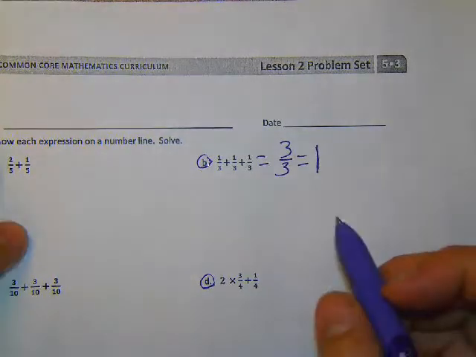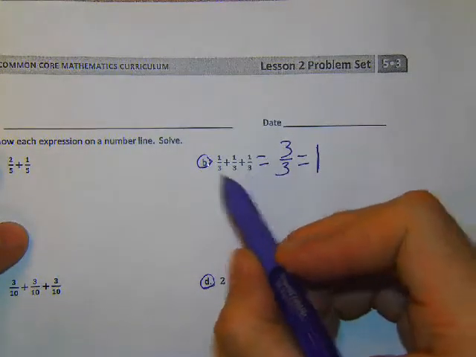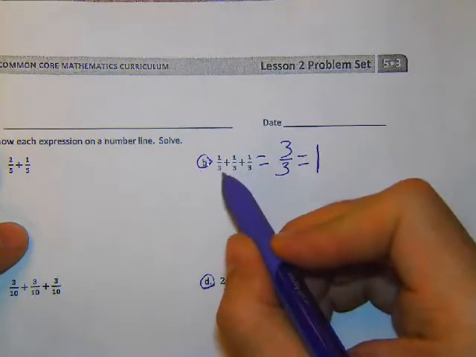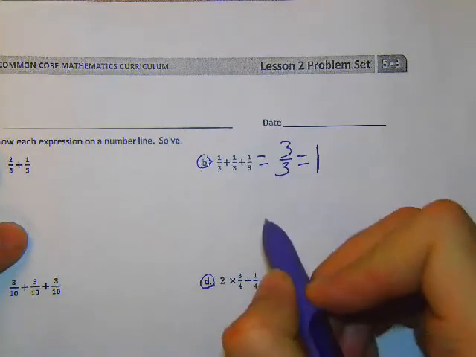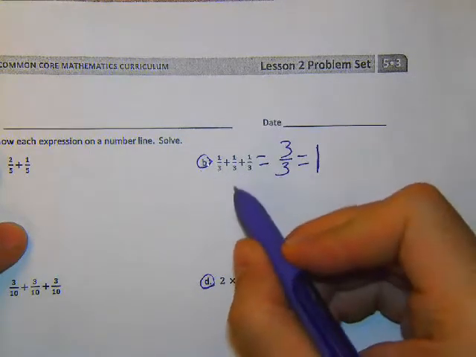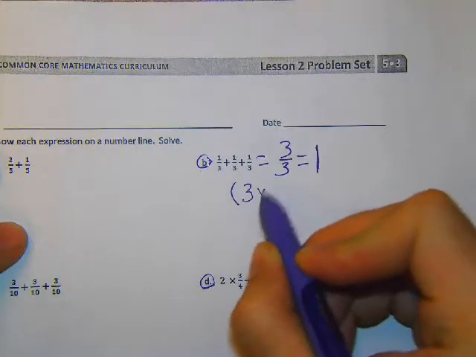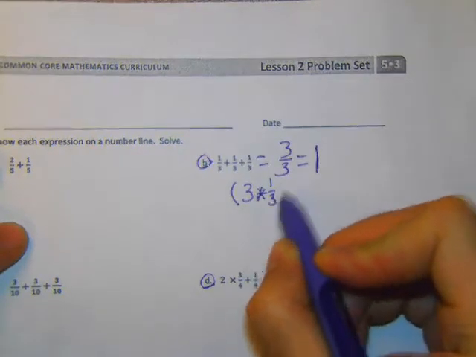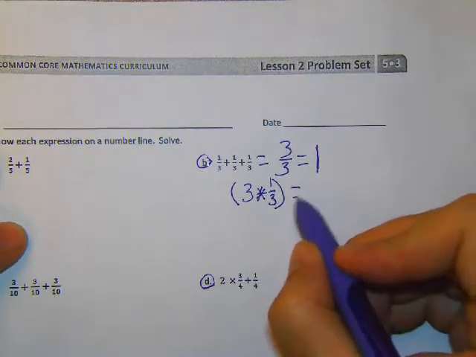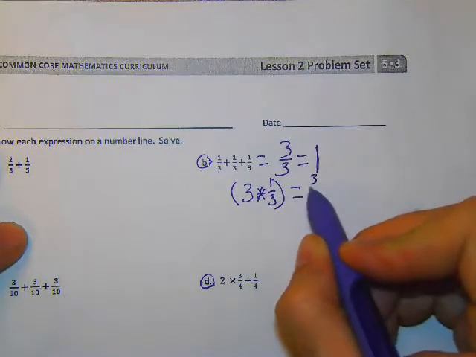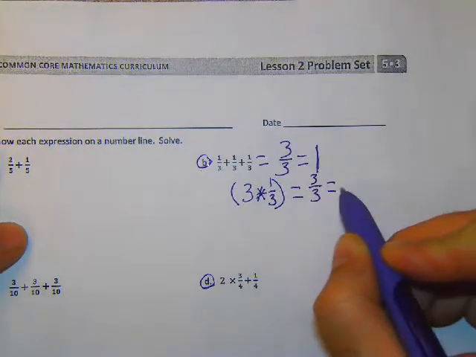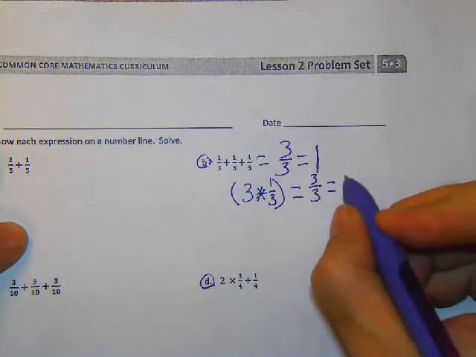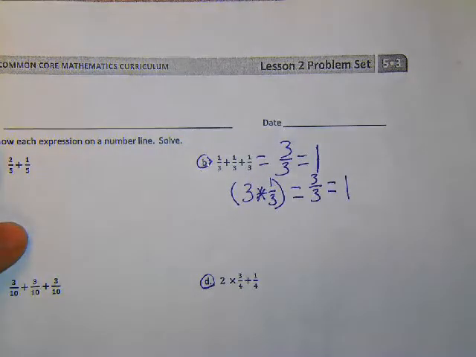But in class we also talked about making this into a multiplication sentence. So there are 1, 2, 3 1/3. So I can do 3 times 1/3 as well, which is equal to 3/3, which is then also equal to 1 whole.